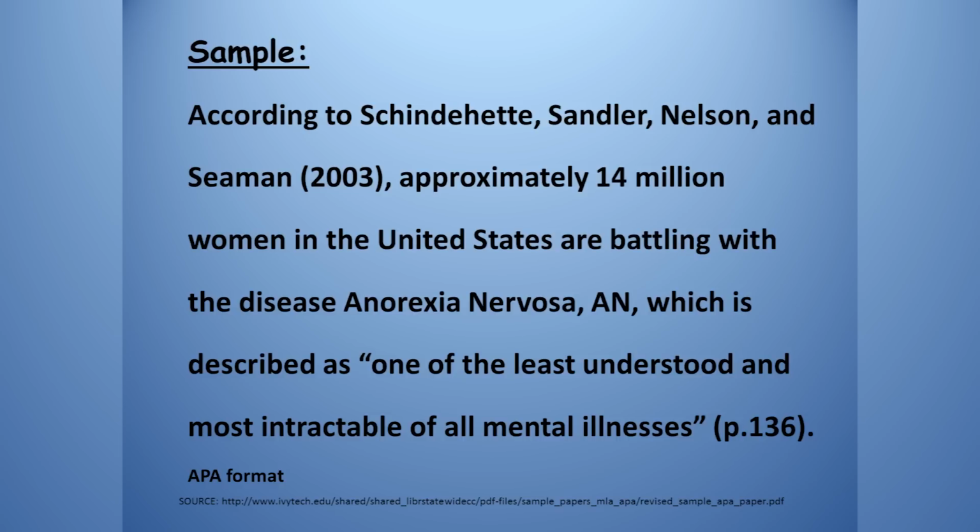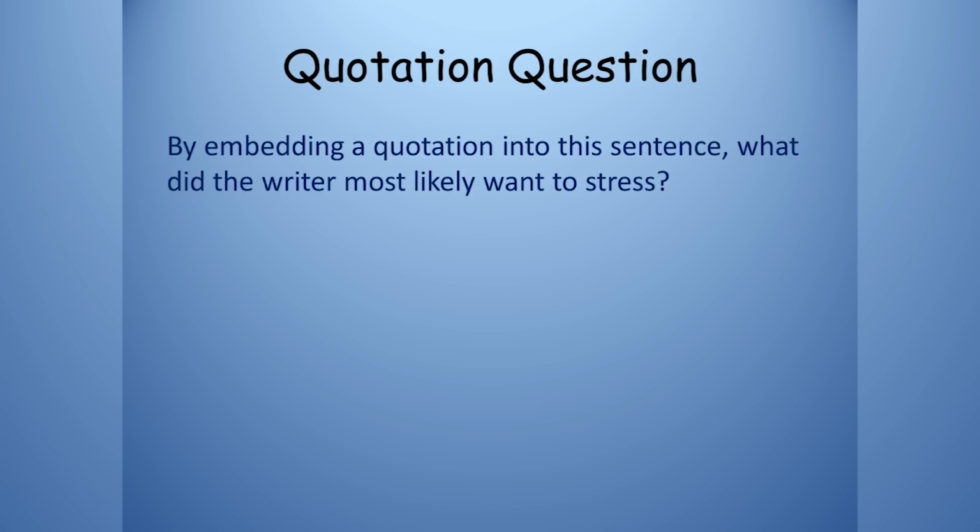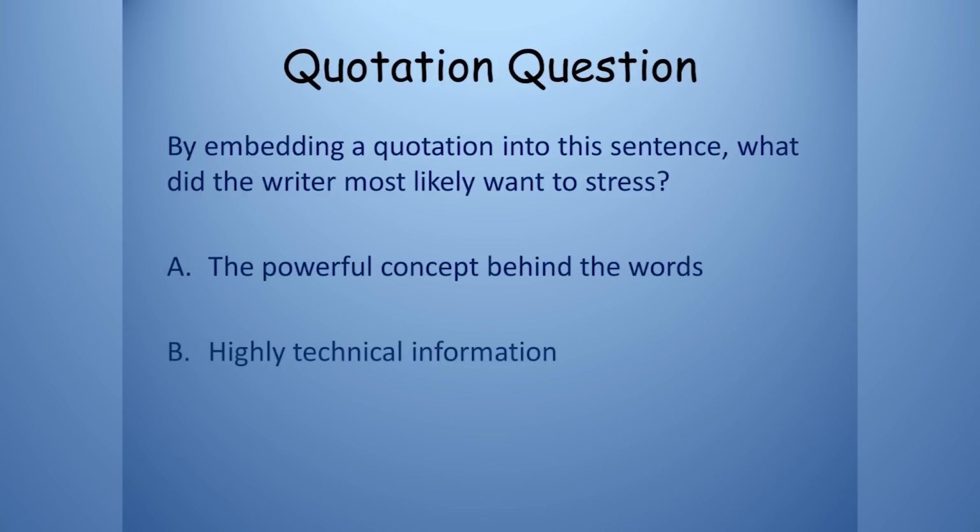According to Shindetti, Sandler, Nelson, and Seaman, approximately 14 million women in the United States are battling with the disease anorexia nervosa, AN, which is described as one of the least understood and most intractable of all mental illnesses. By embedding a quotation into this sentence, what did the writer most likely want to stress? The powerful concept behind the words, highly technical information, or an analysis of the author's words?